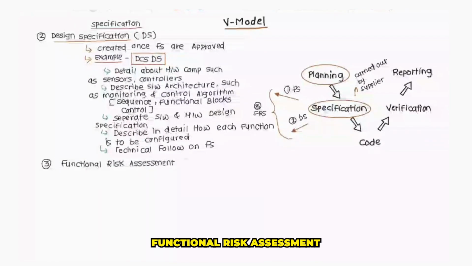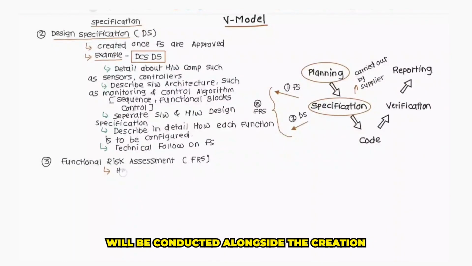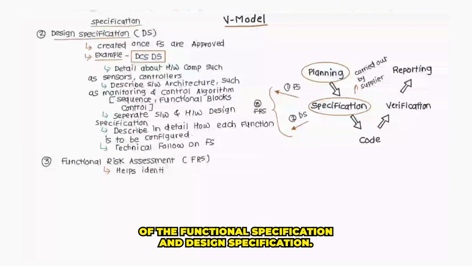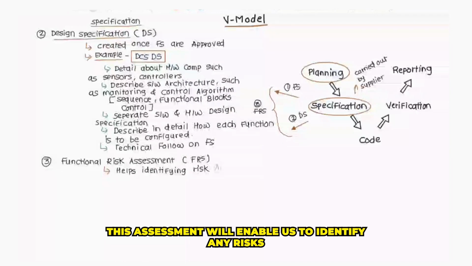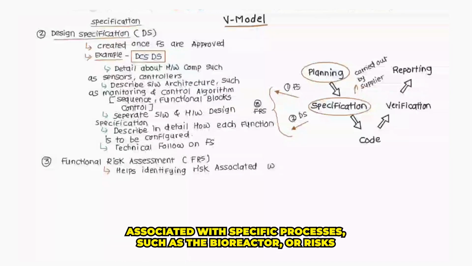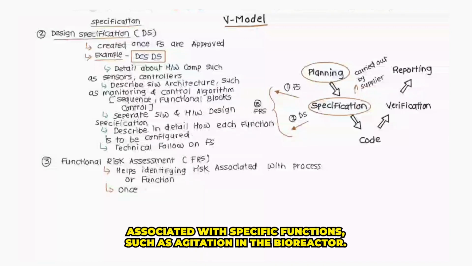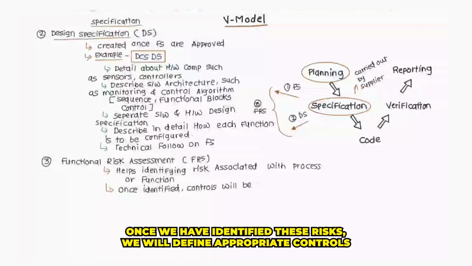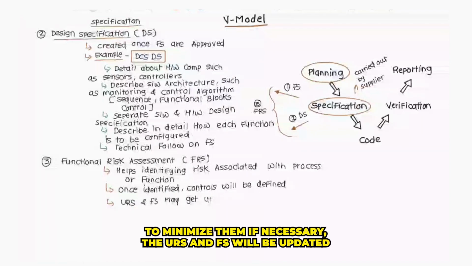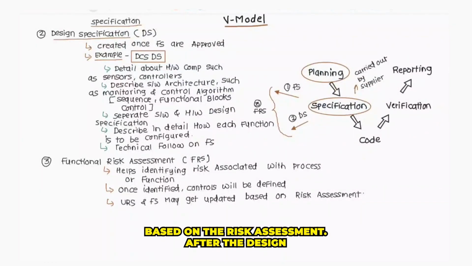Functional risk assessment will be conducted alongside the creation of the functional specification and design specification. This assessment will enable us to identify any risk associated with a specific process such as the bioreactor, or risk associated with a specific function such as the agitator in the bioreactor. Once we have identified these risks, we will define appropriate controls to minimize them. If necessary, the URS and FS will be updated based on the risk assessment.